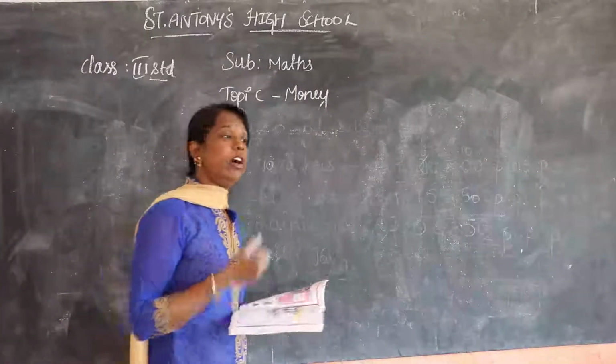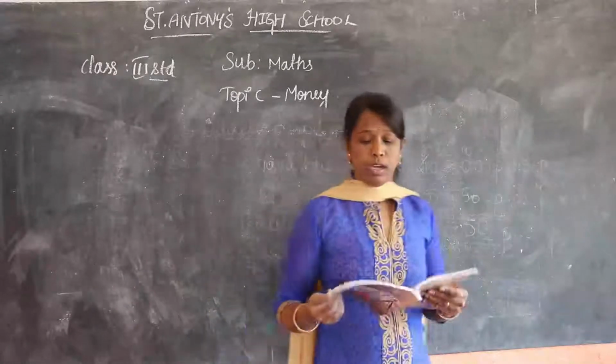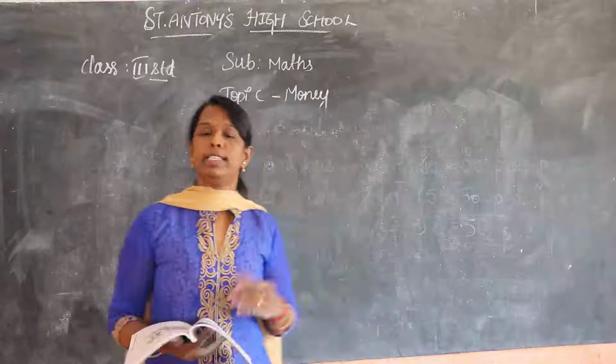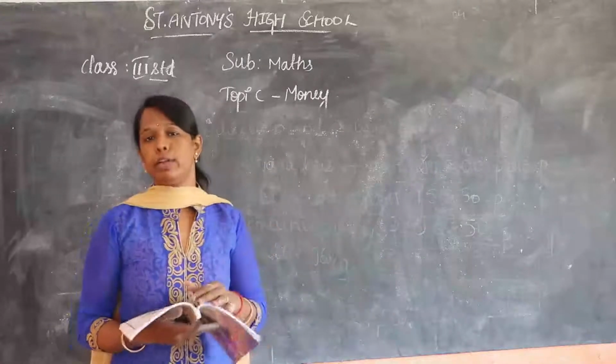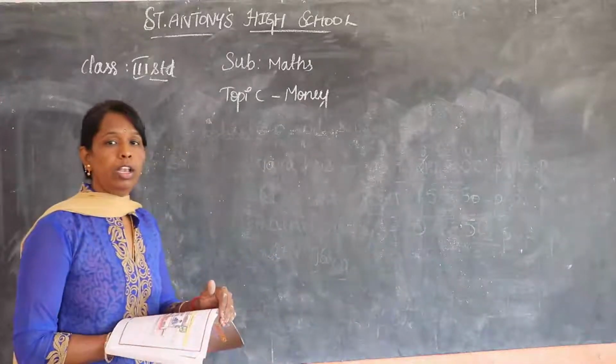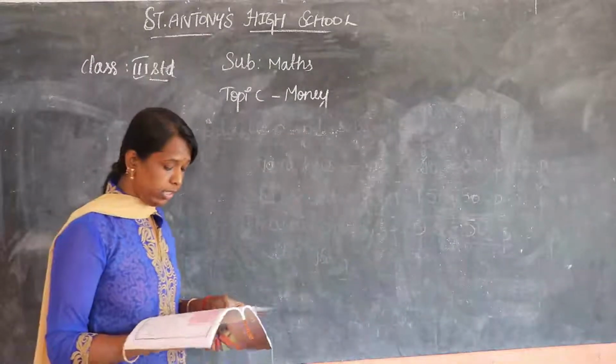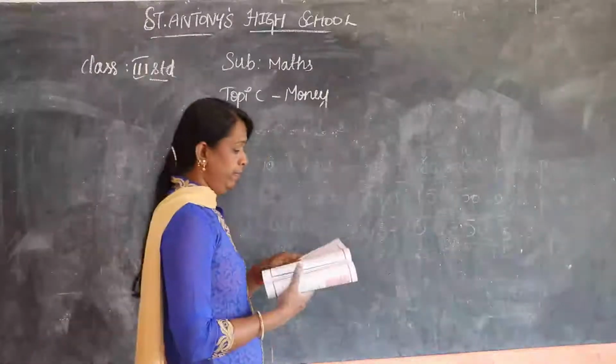So for example, you are visiting a grocery shop or the bakery. So you buy some groceries. It may be 1 kg of sugar, 2 kg dal, like that. So the shopkeeper will give you a bill.